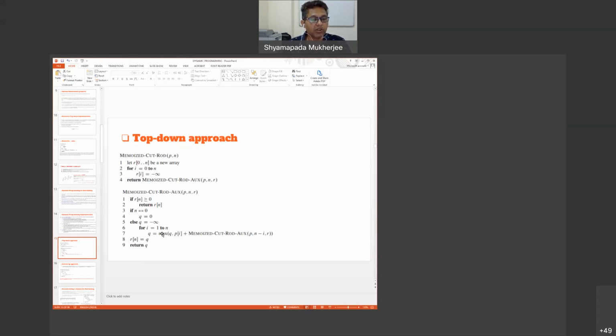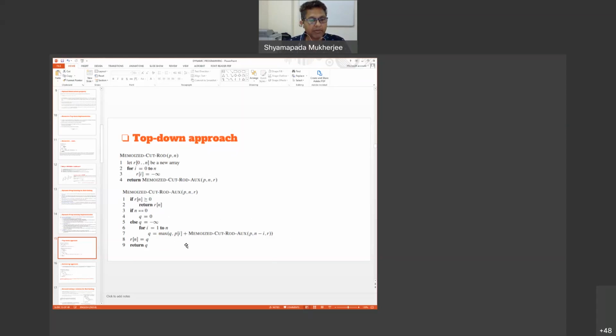So for all values of i, we need to again find out pi plus memoized cut rod auxiliary for smaller value of n minus i. But here we are using recursive procedure. But the thing is that when it is calling this memoized cut rod auxiliary, it is consulting with this table Rn or R first. Okay, so if the value is already there, we have computed before, so we don't need to compute recursively again. We will get the value from it and it will return the corresponding value to the function. Okay, so this is called memoization, and we will compare the time complexity of it later on.